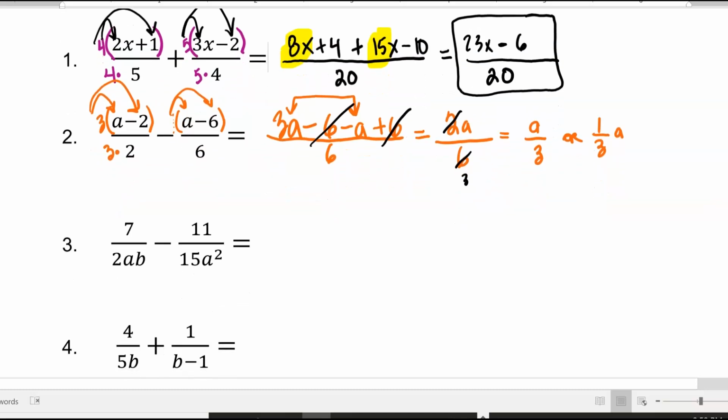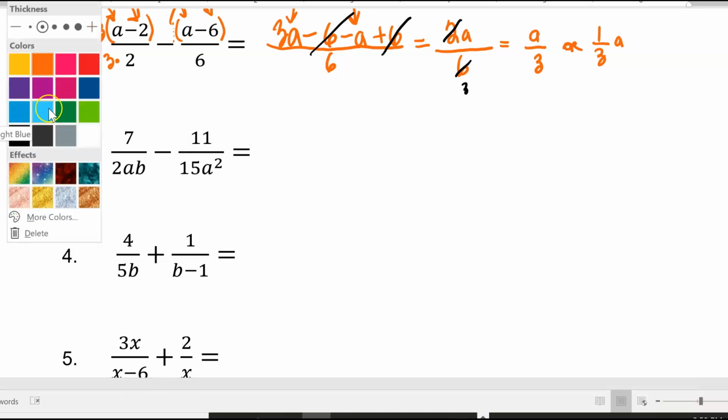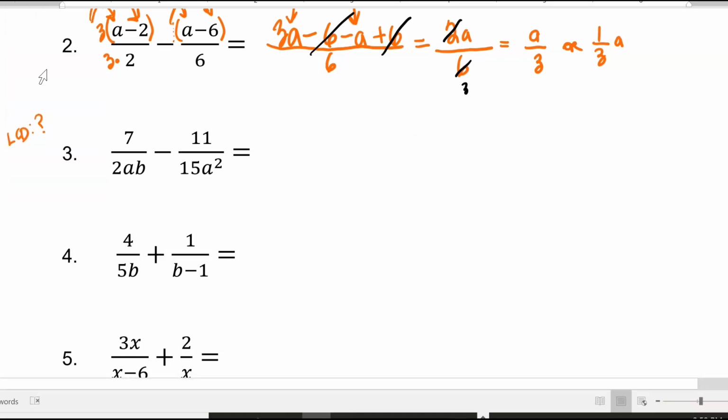Seems a little bit more complicated. We want to figure out what the LCD is. So what is the LCD for this particular problem? Well, let's look at our 2 and our 15. Definitely out of 2 and 15, 30 would be the number that both 2 and 15 can go into. So definitely 30. All right, LCD 30. Then we have an a and an a squared.